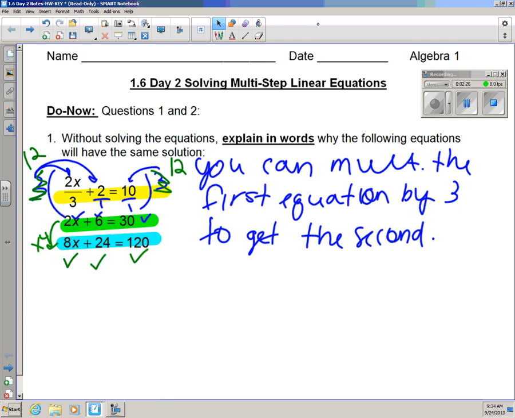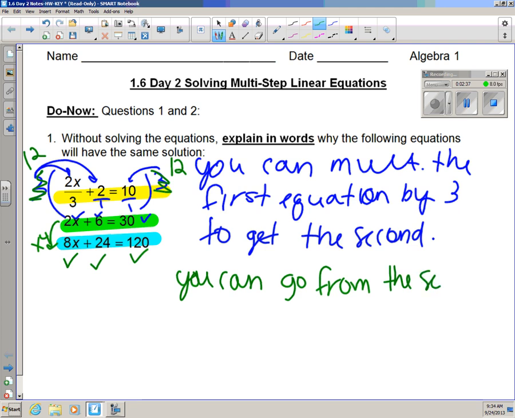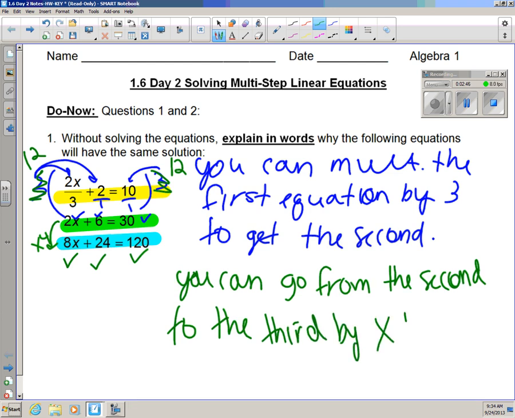So I'm going to actually go from green to blue, and we could go from yellow also, but you can go from the second equation to the third by multiplying by 4. So the idea is just to realize that those are all equivalent equations.